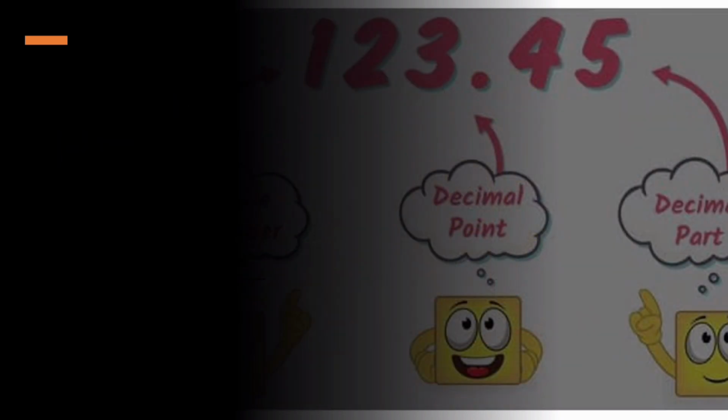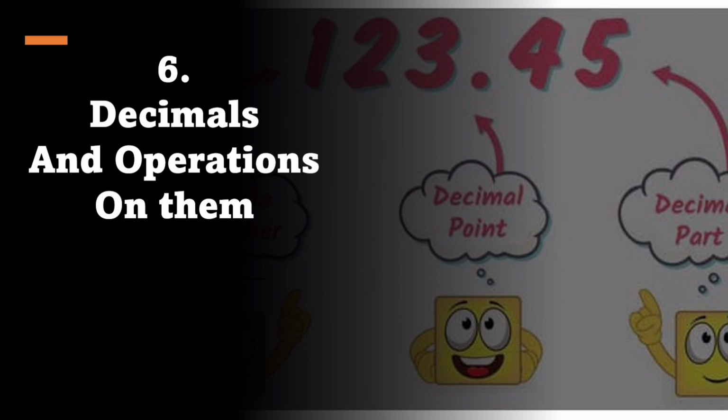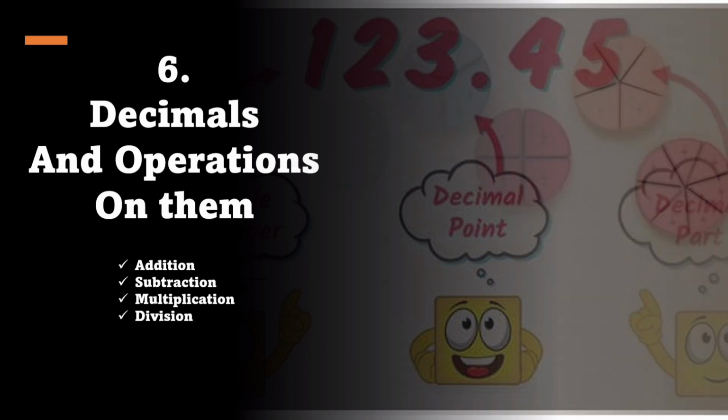Okay, and then the sixth chapter is decimals. We will learn about this point, Robo 2.0. What is that point there? That is a decimal number. Okay, and we will be doing addition, subtraction, multiplication and division on those decimal numbers.